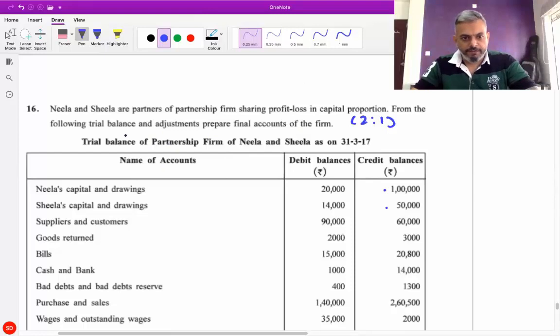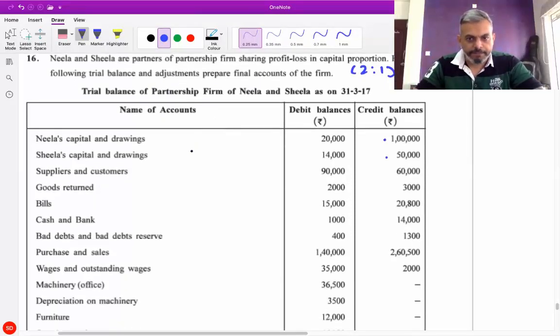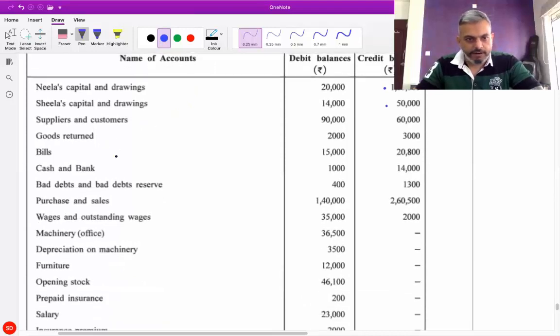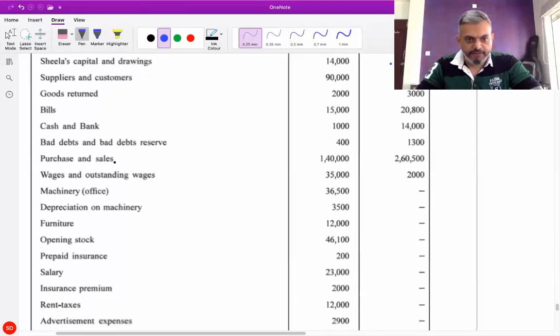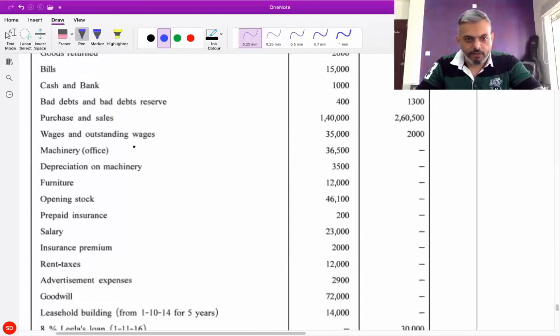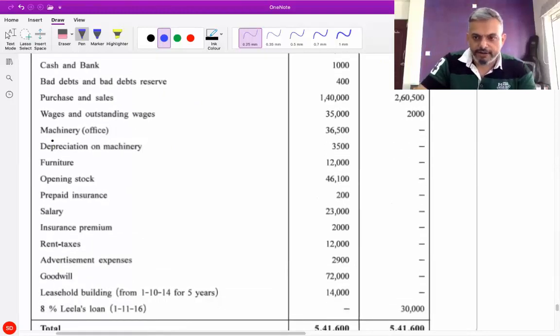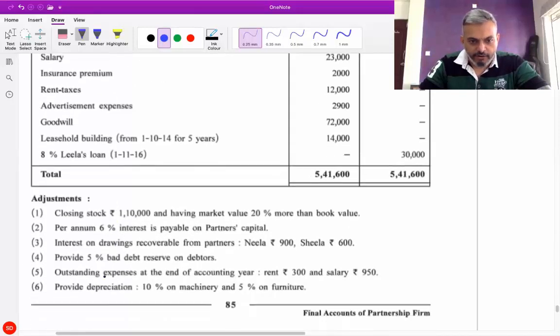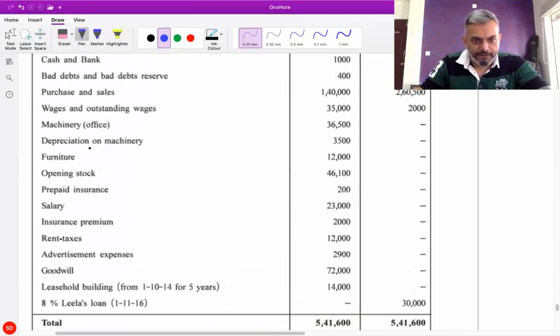Now, from the following trial balance and adjustment, prepare final accounts of the firm. Now, supplier, customer, goods return, bills, cash and bank, bad debt reserve. I think these are pretty common. Again, you can see over here depreciation on machine is given. Check karo, is there any adjustment? Yes, 10%. So this depreciation on machinery will be added to machinery account.